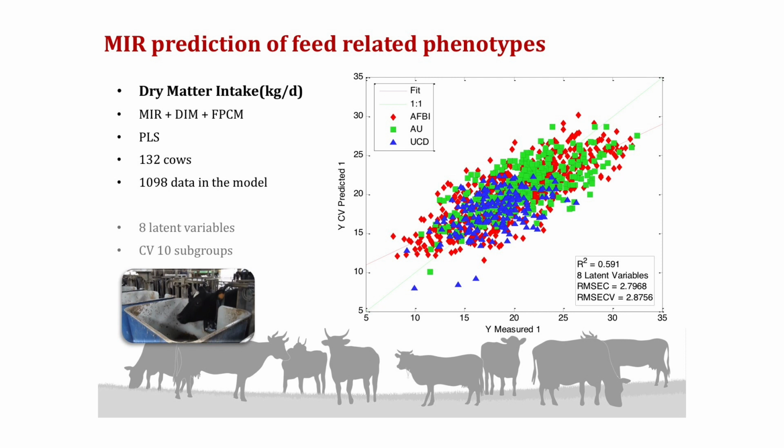The first model that we create is the dry matter intake model. We use for that the mid-infrared spectra, but we also added to the spectra the information related to the days in milk, and the fat corrected and protein corrected milk. We add this information because we have it in general, in routine. In these models, we use the PLS, and the results are given here. We obtain an R-square of 0.6 and a root mean square error of 2.8. It's not very good results, but it's usable results.